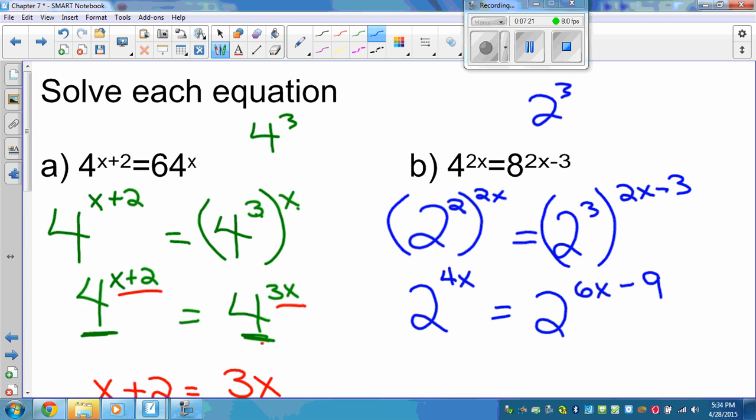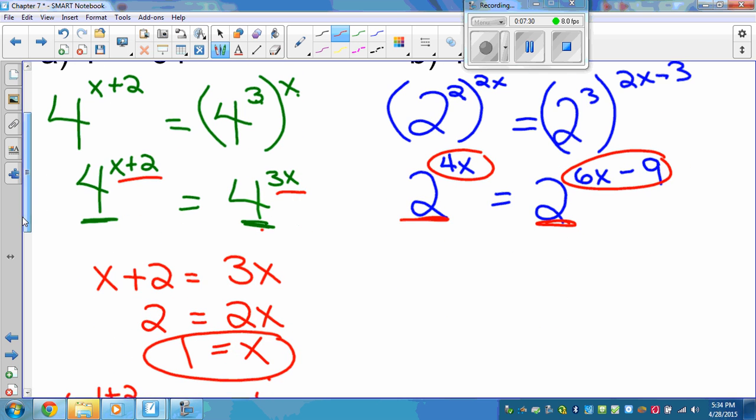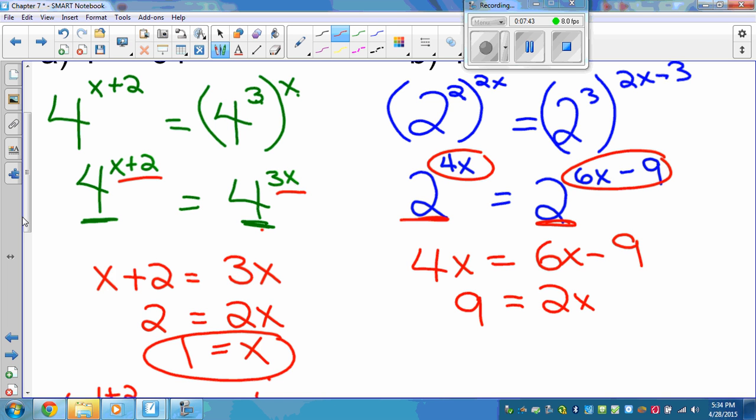Now, because both of these expressions have the same base, I can equate the exponents. So I can say 4x equals 6x minus 9. Bring the 9 over, bring the 4 over. I have 2x equals 9. Solving, I get x is equal to 9 halves.